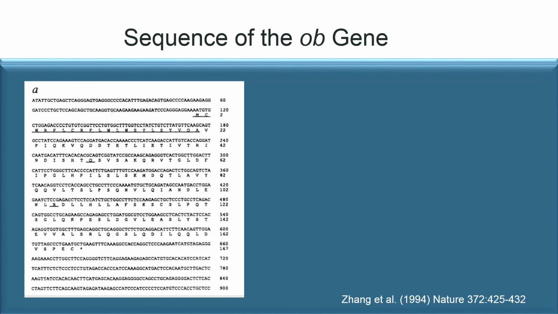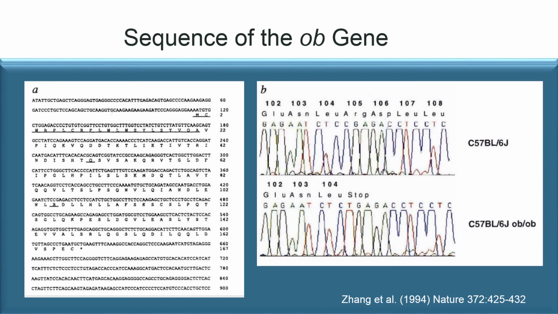Once they had a piece of RNA, as we said earlier, they can use that RNA to create cDNA and then sequence the gene. And here they used regular Sanger sequencing to sequence the gene, and sure enough, the exon that they extracted contained a start sequence. And when they compared the sequence of the wild-type animals to the OBOB animals, what they found was that the OBOB animals had a premature stop codon that caused the animals to have an abundance of RNA product, but a completely non-functional protein product. So that explained the mutation.